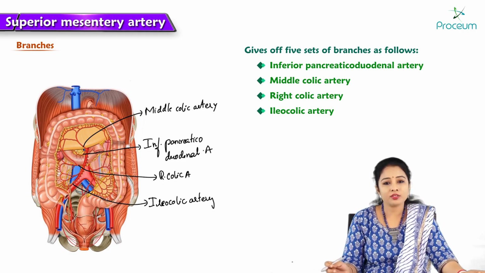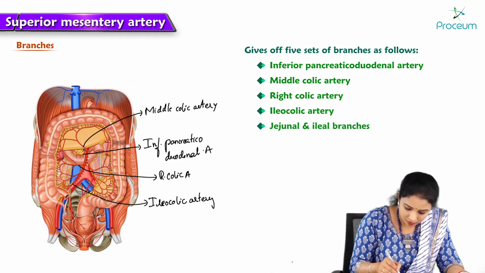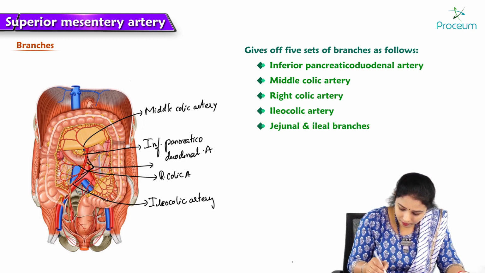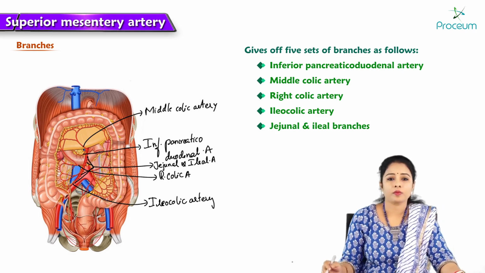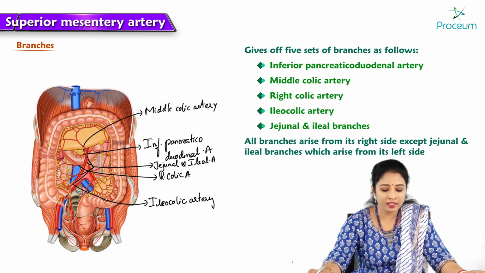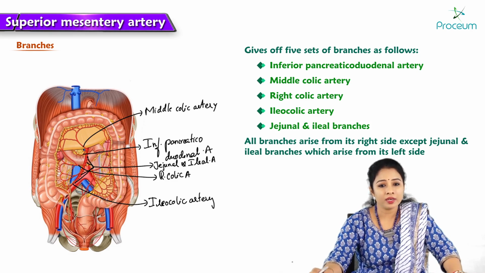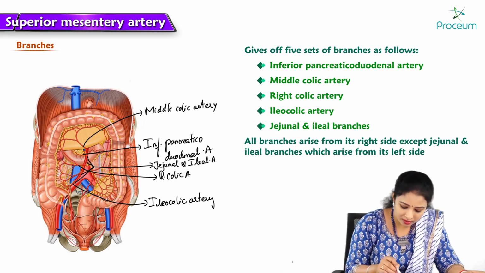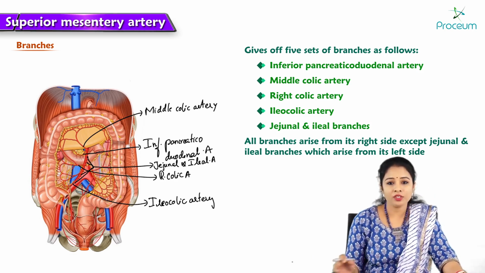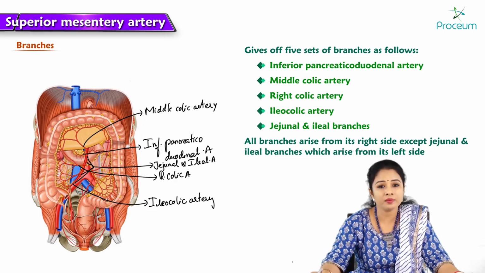And also it gives rise to some jejunal and ileal branches, which are the cut ends you can see here. These are the jejunal and the ileal branches. All the branches arising from the right side except the jejunal and ileal branches. These jejunal and ileal branches arise from the left side of the artery. We can see here these cut arteries are all arising from the left side of the superior mesenteric artery.